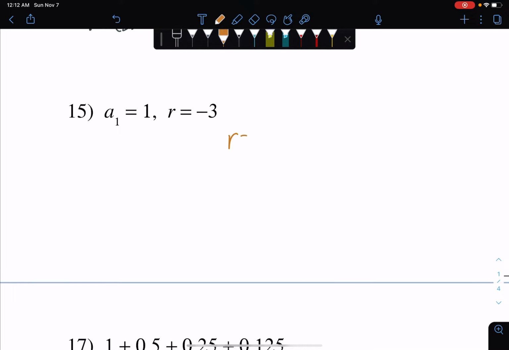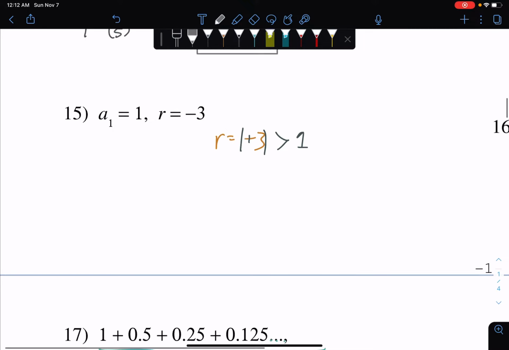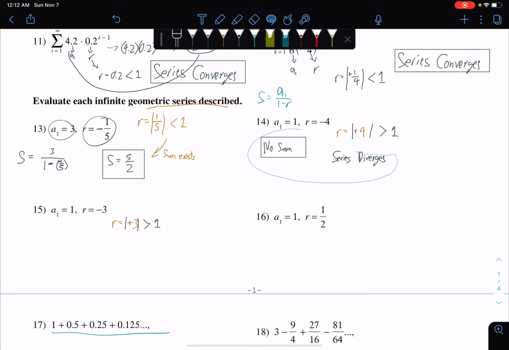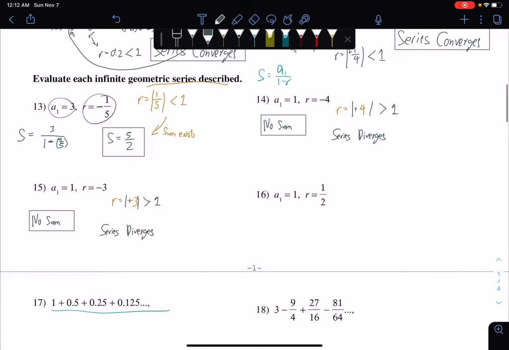Let's check. R is equal to -3, absolute value, make it +3. It's greater than 1, therefore series diverges also. Therefore, we don't have any sum. You should be really careful with that. Some students, unfortunately, don't check their common ratio before they even calculate the sum, because even if you calculate the sum, naturally the given doesn't have a sum.